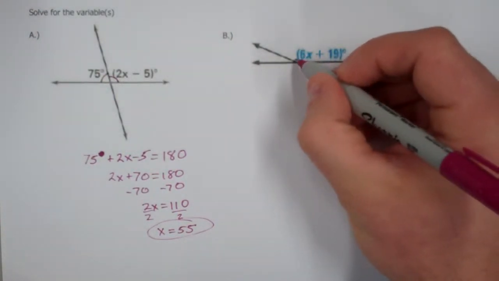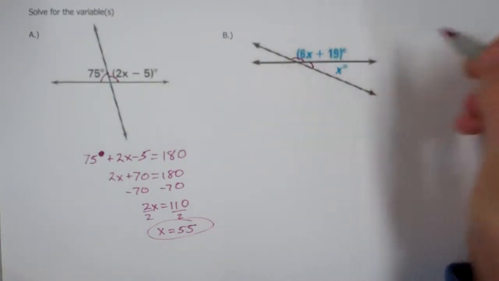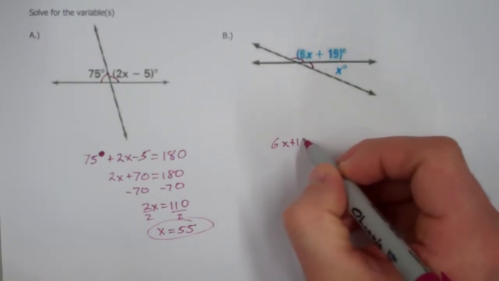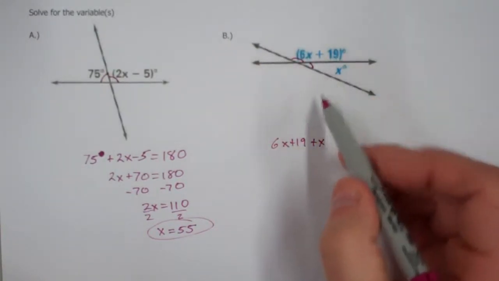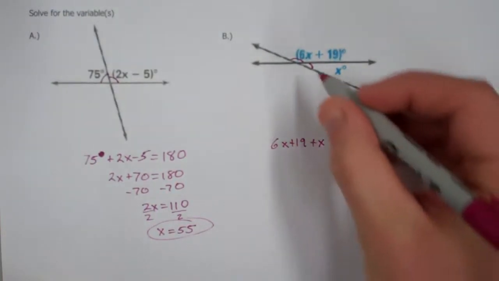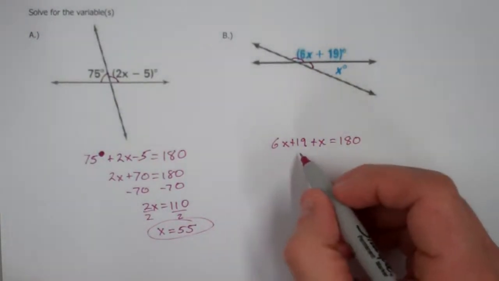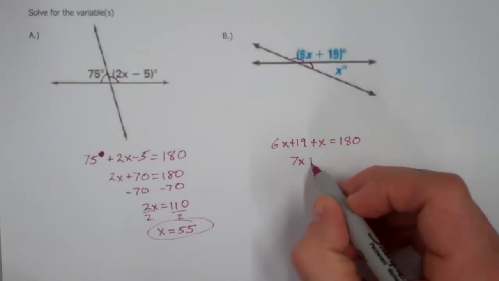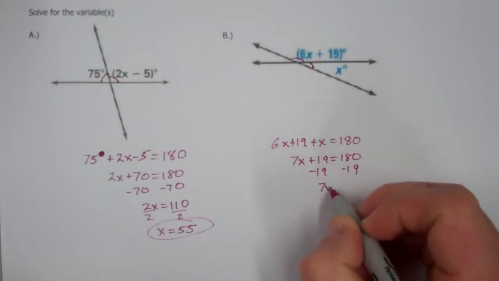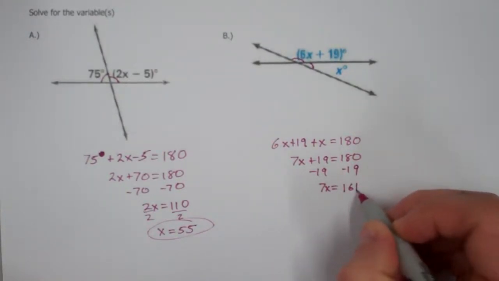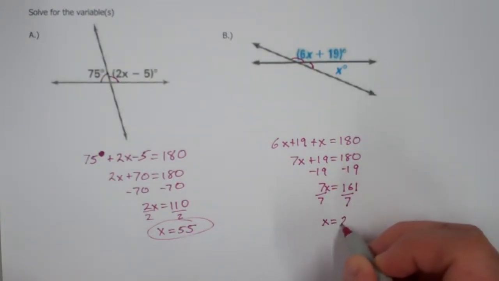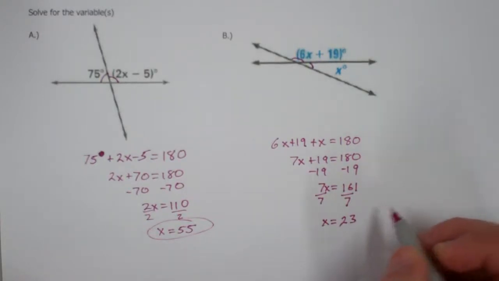We notice in part B here that these two angles here and here are a linear pair, so they're supplementary. We're going to add them together, and we know when we add these two angles, so the 6x plus 19 is here, plus x must total 180 degrees. They form one straight line. We'll combine like terms. 6x and x is 7x. Subtract 19. 7x is equal to 161. We'll divide by 7. And x will be 23, I think, for this one.